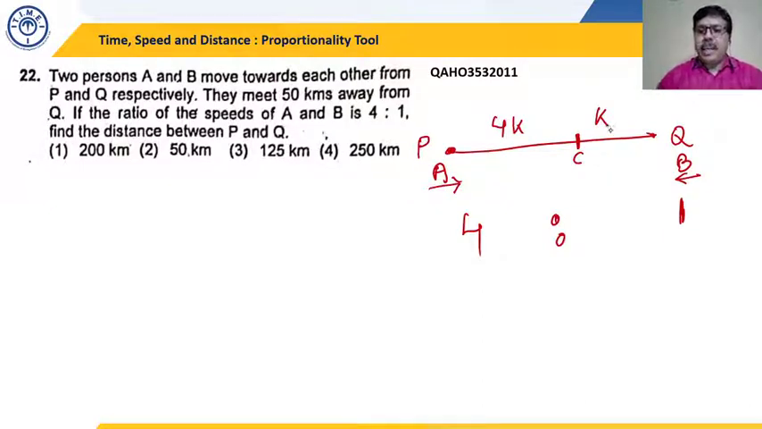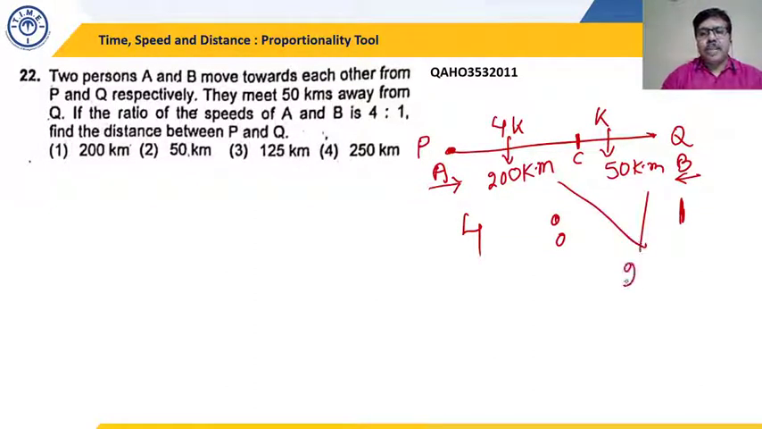And according to your question, the meeting point is 50 kilometers away from Q. So if this K is 50 kilometers, can I say this 4K is 50 into 4, 200 kilometers. So what is the total distance? 200 plus 50 is 250 kilometers. Yes or no?